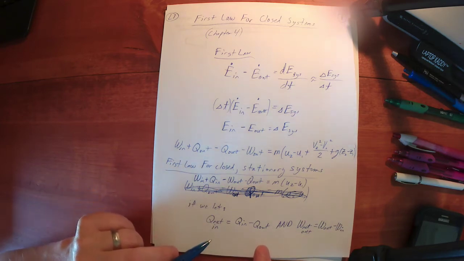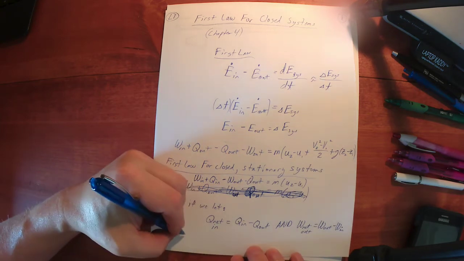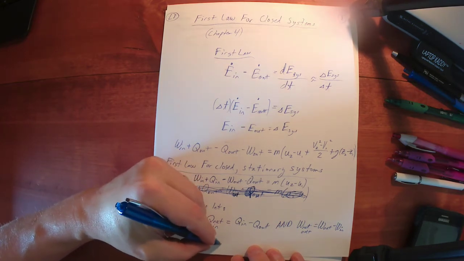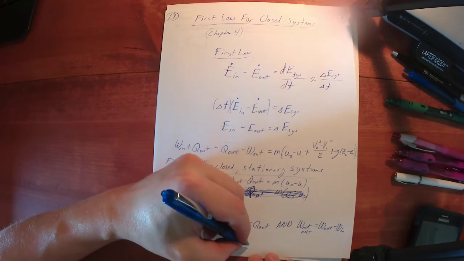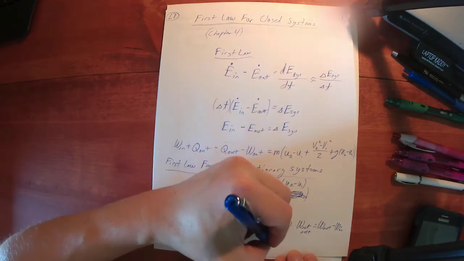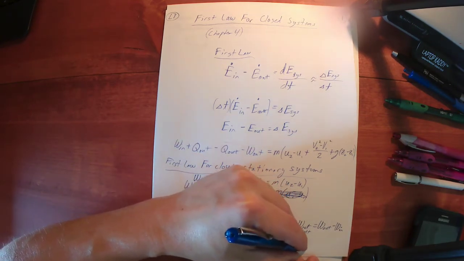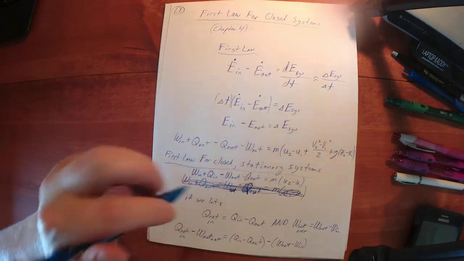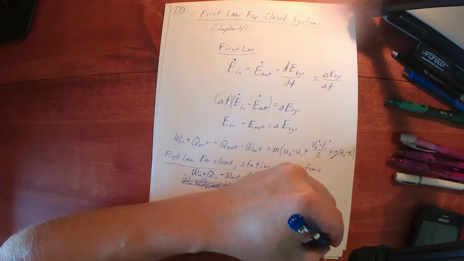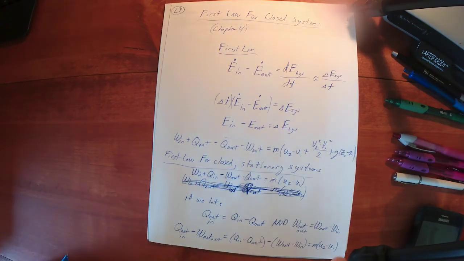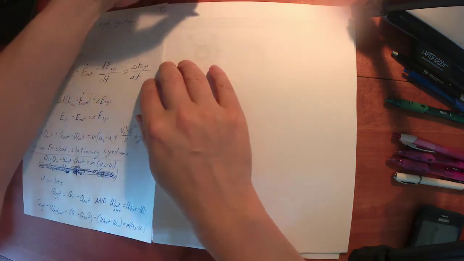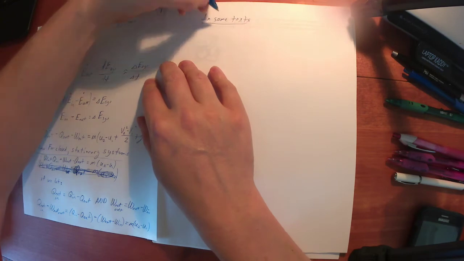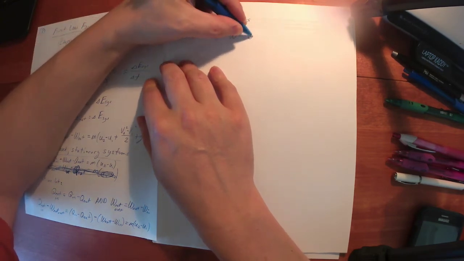Do the first law. This is not common in all texts. In fact, if you're joining me from another class and you're learning out of another text, they are probably going to use this idea that Q net in minus W net out, which of course in our nomenclature is Q in minus Q out minus W out minus W in, is equal to m delta U. So in some texts, this is how they'll introduce the first law. They'll say, well, Q minus W is equal to delta U.